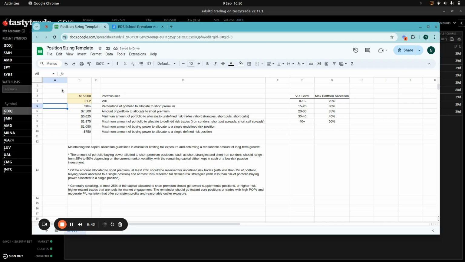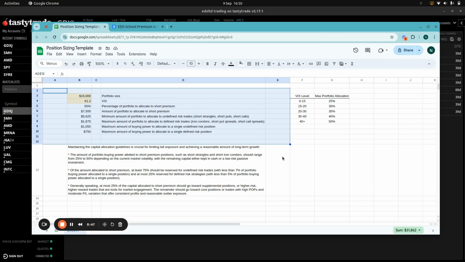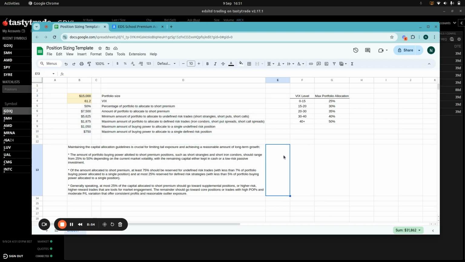What will then happen is everything below will be automatically calculated for you. All you need to do at this point is just use this as a guide, as the backbone to structure your portfolio, and you'll be fine. It goes over how much to allocate to undefined and defined risk positions, and also how much of your portfolio you should allocate to short premium in general.